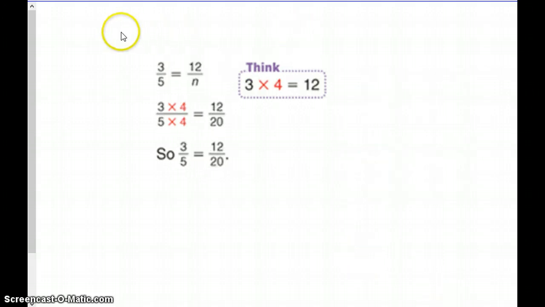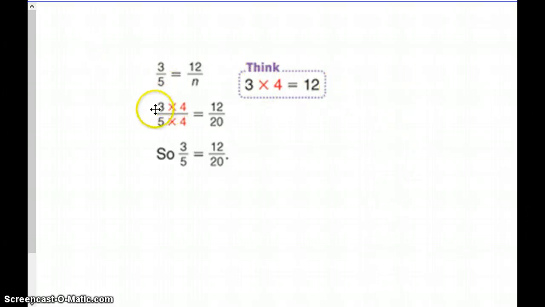Here's another example, and we're going to do it without looking at a visual. So we need to remember the rule. Whatever you do to the top, you do to the bottom. So here we have 3/5, and we want to find the equivalent fraction. And all we know is that the numerator is 12. So again, we need to think. 3 times what equals 12? What do we have to do to our numerator to get to 12? And so knowing our fast facts, you should quickly think, okay, 3 times 4 is 12.